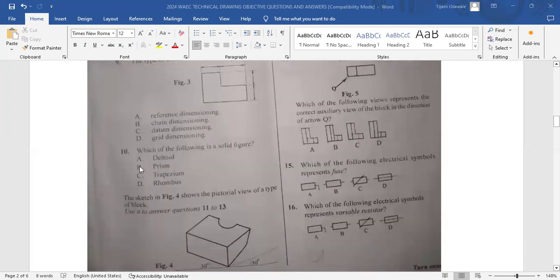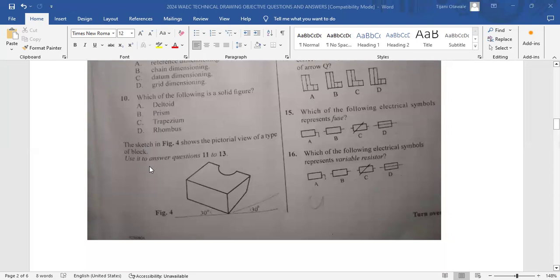Then question 10, which of the following is a solid figure? So prism is a solid figure. That is option B, the answer. Then question 11 to 13, we have to use this information to answer questions 11 to 13, as we are told here that the sketch in figure 4 shows the pictorial view of a type of block. So we have to use it to answer questions 11 to 13.